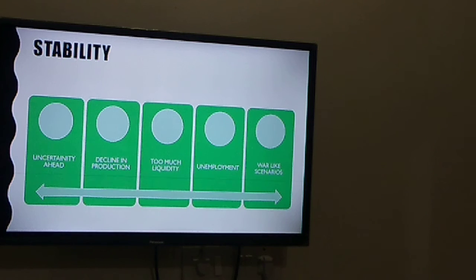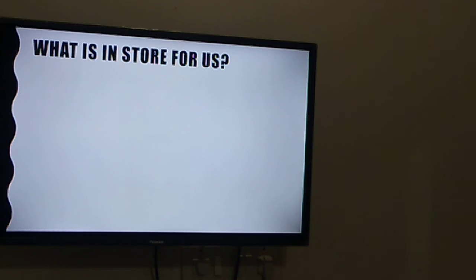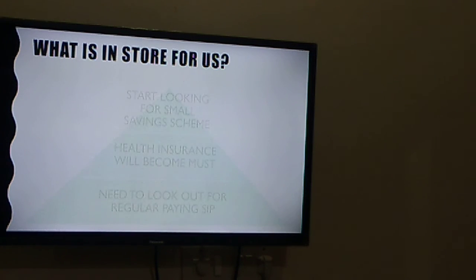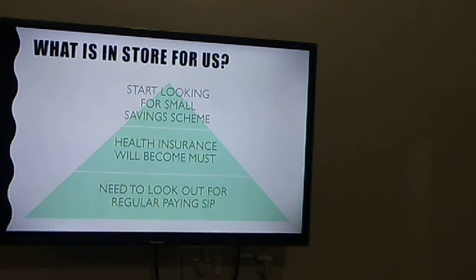So all these scenarios put together lead to the question mark: will it be a stable market going forward? The answer to this: where can I start investing? Where can I find stability in my life in terms of investment? So let us go forward and start seeking an answer for this. What is in store for us? Where do we need to look? We need to look here.